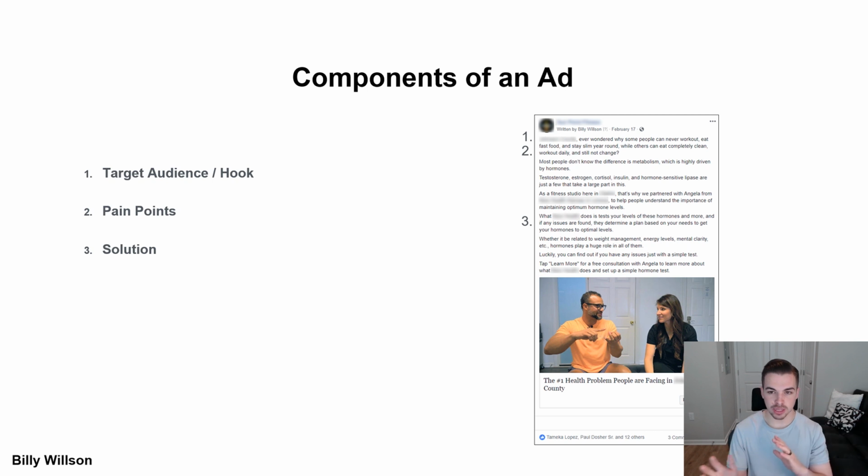So I'm just explaining there, telling the story a little bit, and then we give them the solution to their problem. So we said, ever wondered why some people can do this? Well, the reason other people can do this is because they have these hormone balances and a different metabolism than you. And then we tell them how they can potentially help fix and improve their metabolism.